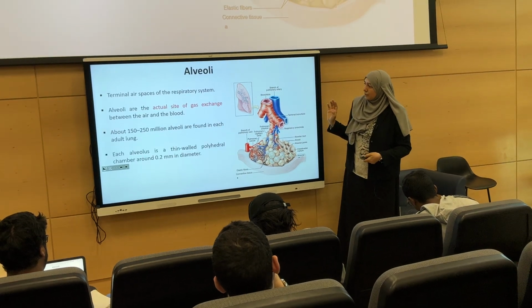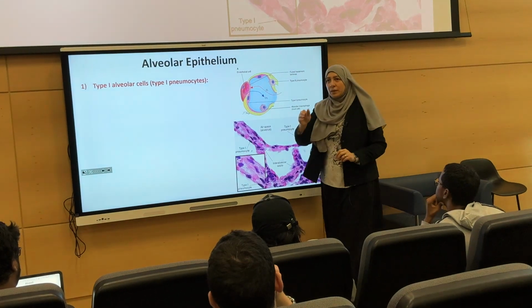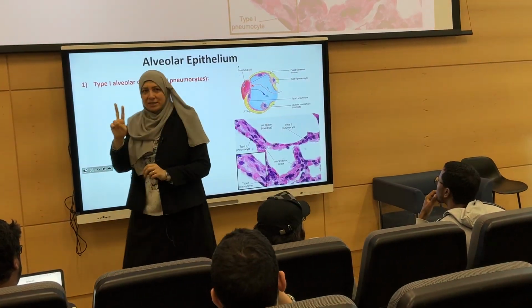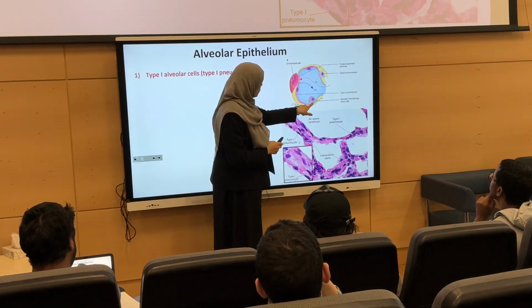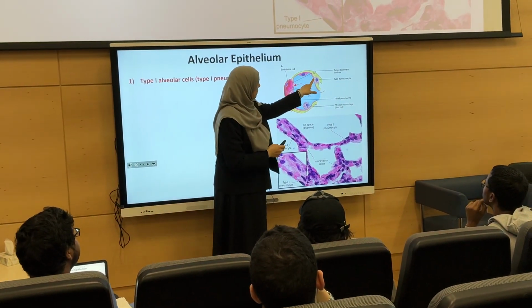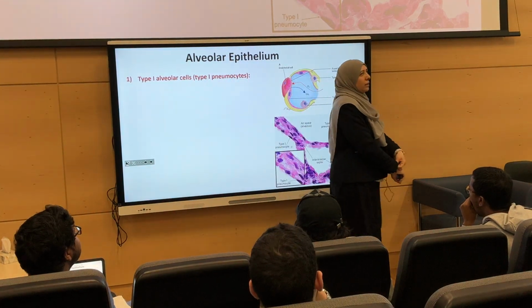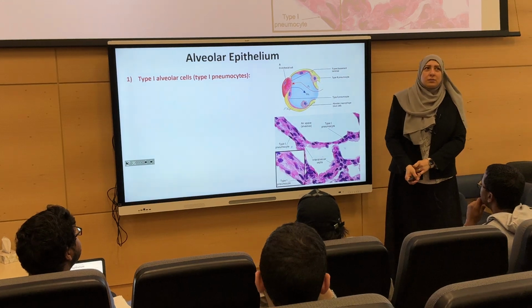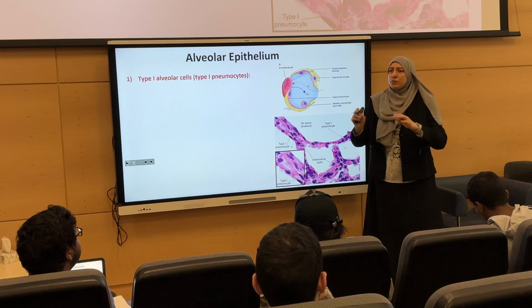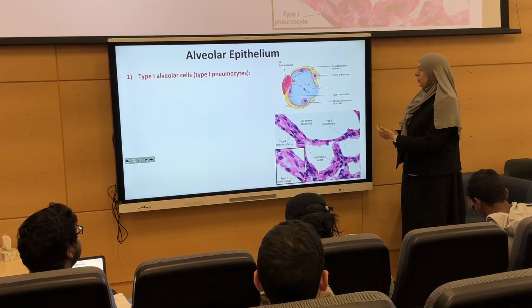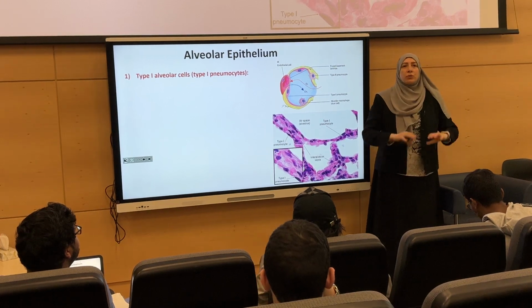But let's go to the single epithelium. We have two cells lining the alveoli. The first one is the pink one. Can you see it? This very thin one is called pneumocyte type 1. We find that this cell constitutes around 40% of the whole lining epithelium of all alveoli, only 40%. But when we look, you will find it covering 95%, or around 90%, of the whole surface area.